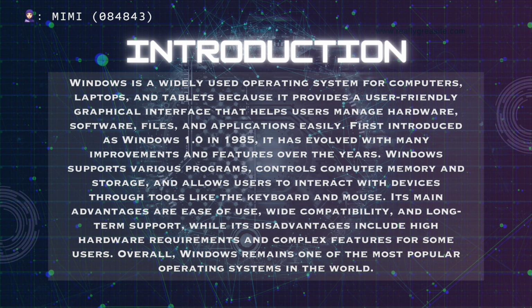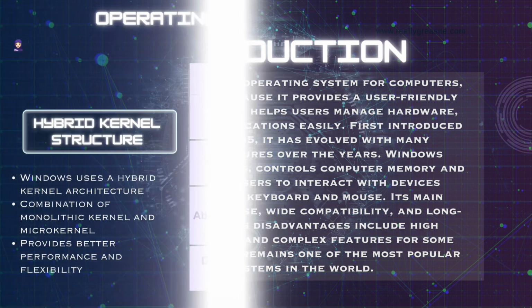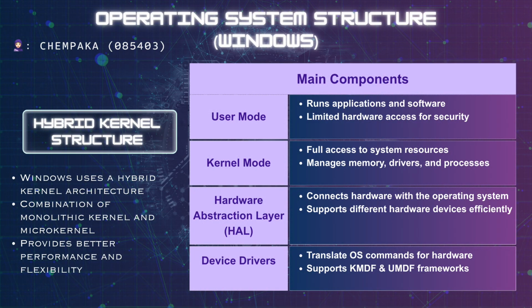Its main advantages are ease of use, wide compatibility, and long-term support. While its disadvantages include high hardware requirements and complex features for some users. Overall, Windows remains one of the most popular operating systems in the world. That's all from me. Today I'm going to explain about the operating system structure for Windows.